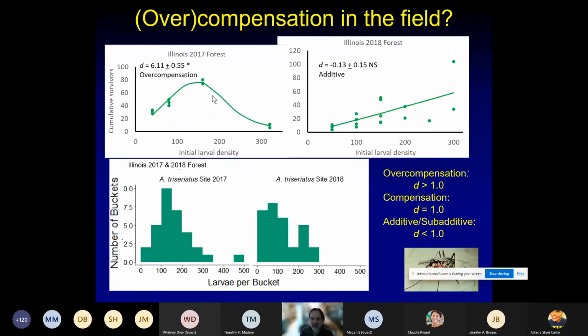Finally, we did this with Aedes triseriatus 2 times in the same location in 2 different years. One time we got a clear signature for overcompensation with a very large D, significantly greater than 1. The second year we did it, we got another case of apparently additive mortality where D was not significantly different from 0, and you literally expect just a linear increase in adult production. So what do we take from all of this?